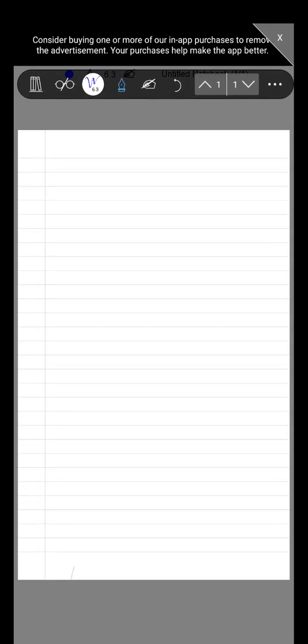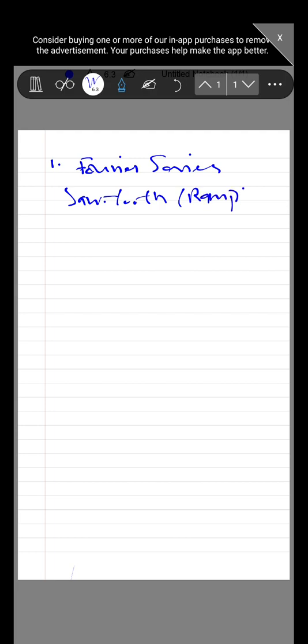So the first problem is: develop a Fourier series for the sawtooth or ramp wave. It is f(x) equal to x by L, where x is between minus L and L.